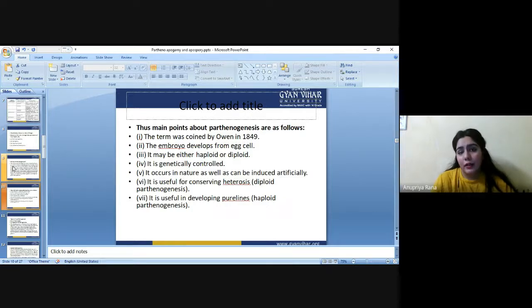It is genetically controlled. That is a very certain situation here, that they have to be genetically controlled. That's why they have this process of apomixis. Otherwise, if there is no genetic control, no apomixis will take place. It occurs in nature as well as can be induced artificially. It is useful for conserving heterosis, obviously.